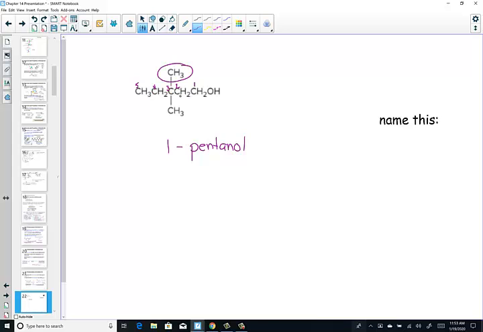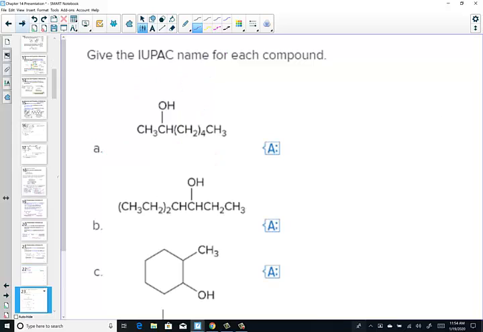What about these branches? Well, these branches are the same. They're both methyl groups, and they're both on the same carbon. So I have to give each one its own number. 3,3-dimethyl 1-pentanol. Two methyl groups on the same carbon each receive their own number, 3,3-dimethyl 1-pentanol. You're doing it. 100 more reps and we'll have it.